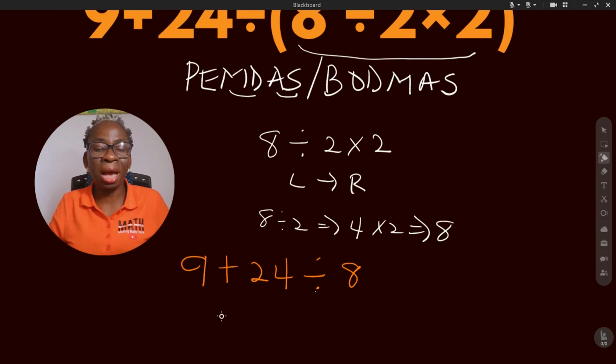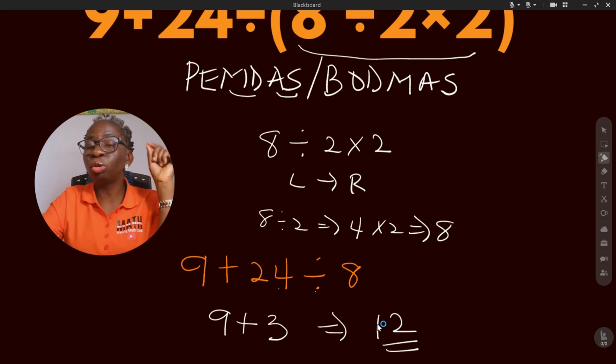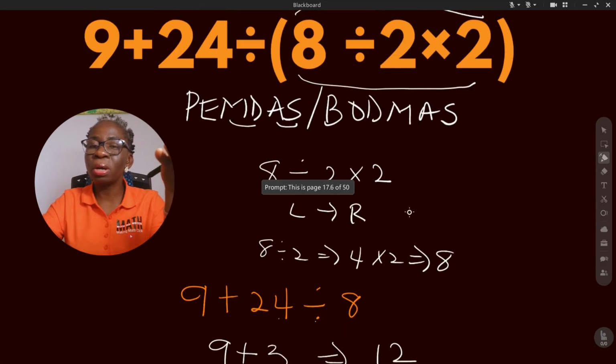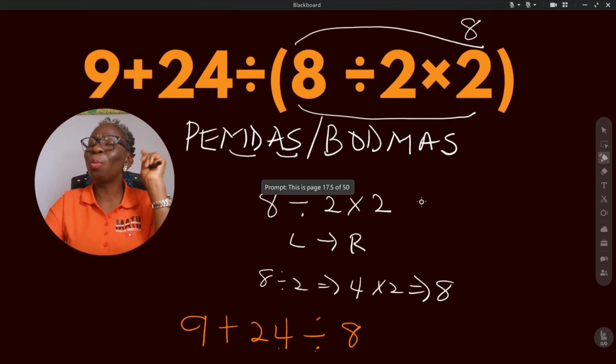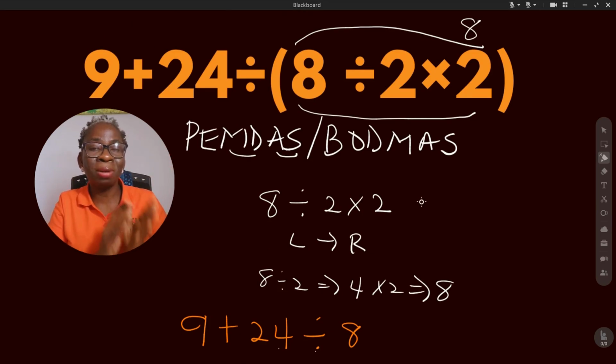So this means we have 9 plus 24 divided by 8 would give what? That will give 3. So 9 plus 3 will give 12. So now you know why many people get this question wrong. I hope you are not one of them. And if you are, I hope you now understand that you have to solve from left to right so you will not get it wrong.